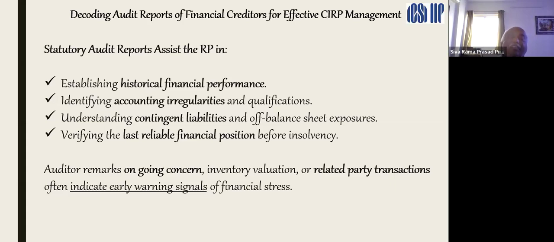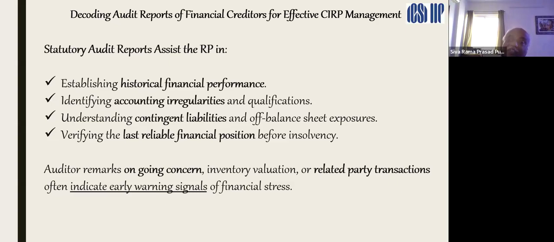Identifying the accounting irregularities and the qualifications. So the auditor's remarks will also mention the irregularities and the qualifications. Understanding the contingent liabilities: how many contingent liabilities? If at all you wish to ask how many bank guarantees, how many letters of credit, how many claims are pending, or workers' claims under the Factories Act, all these things, the corporate debtor may not reveal the information. But that contingent liabilities information is also available in a statutory audit.